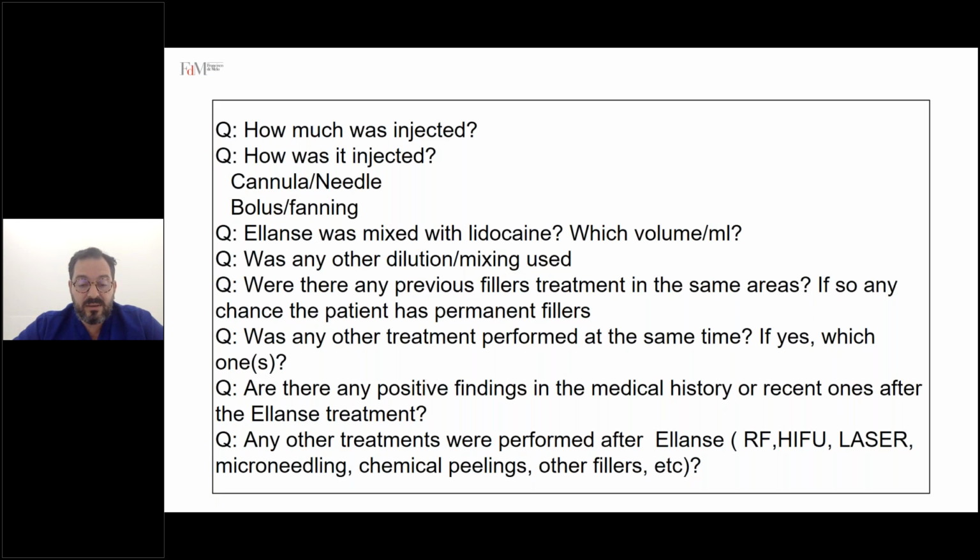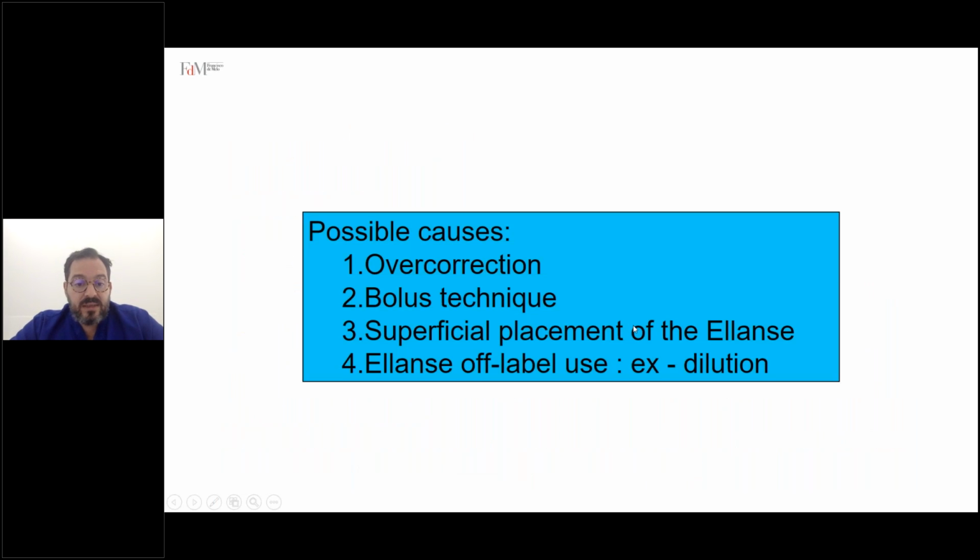Can I have the other slide, please? And so the possible causes are overcorrection, bolus technique, definitely for both. Superficial placement of Ellanse, definitely, I have no doubt about it. I didn't have an answer for the off-label use, but in the periorbital area, in the lower eyelids, I think that was what was done. So how do you correct? What do I advise them to do? And they can get the next slide.